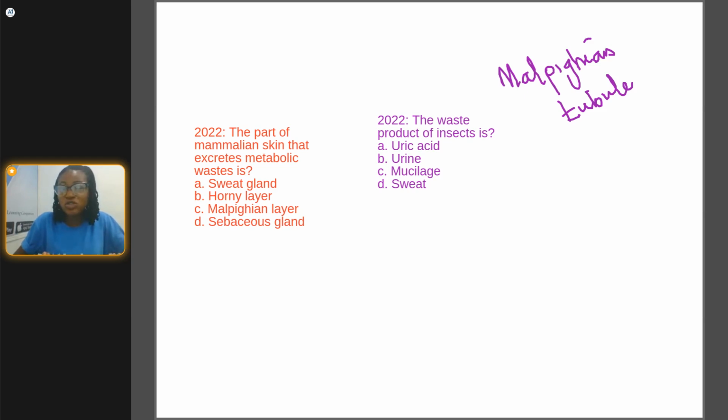And nitrogen waste is a waste product of the kidney. So salt, carbon dioxide, and nitrogen waste are waste products of man. Oxygen is not a waste product. It is what we make use of. We breathe in oxygen, and it is useful to our body system.